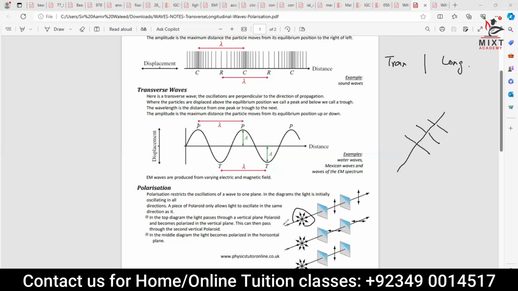All right. So I want you to write this quickly, polarization, full from top to end. This is important actually.